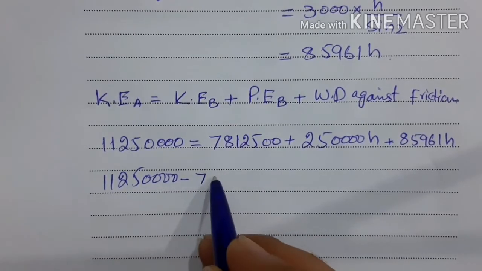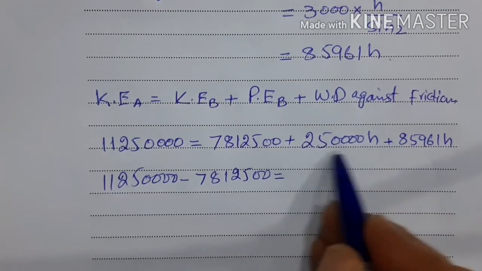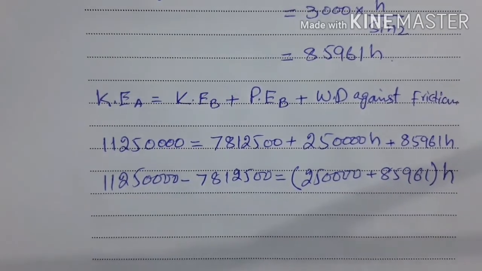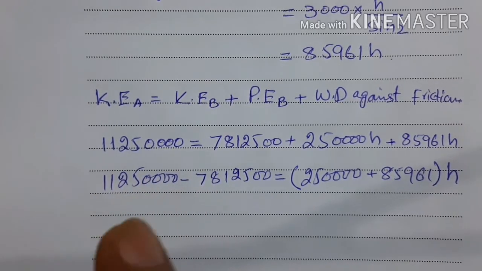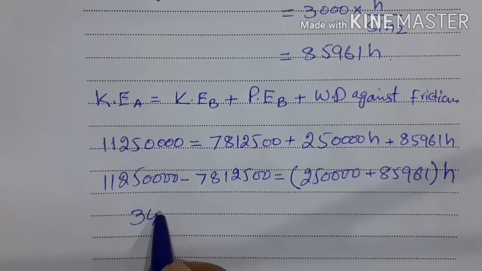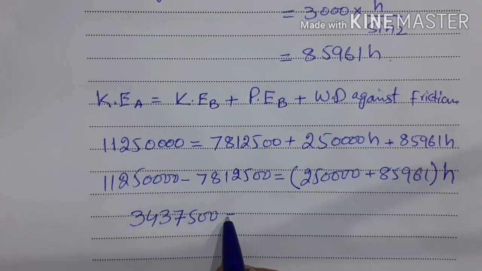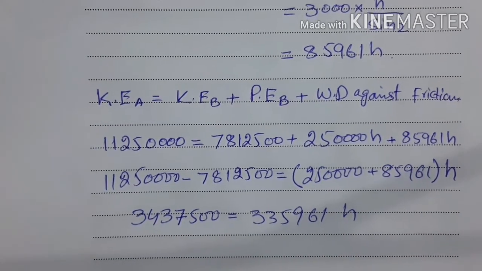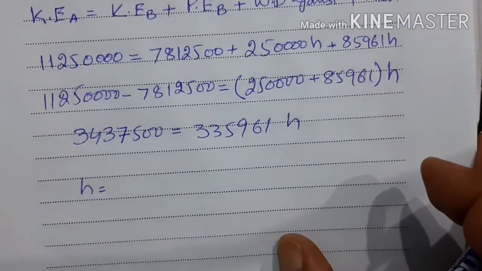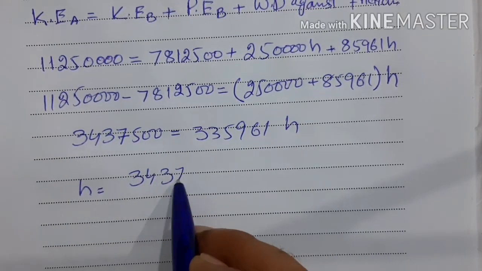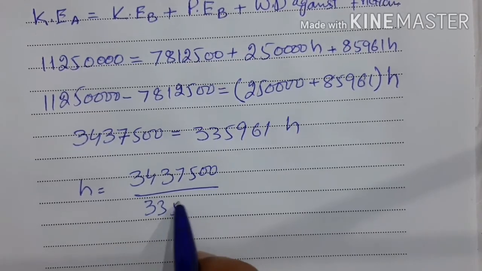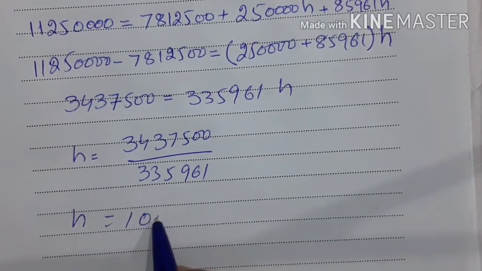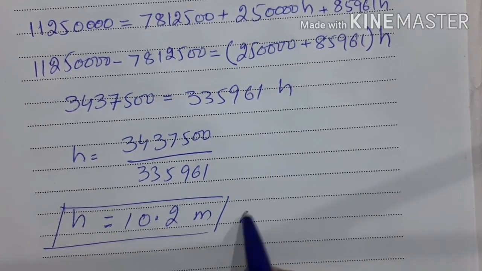11,250,000 minus 7,812,500 is equal to, taking h common, 250,000 plus 85961, into h. So by subtracting them, I'll get 3,437,500 is equal to 335,961 by adding them, h. So take this on the other side as well. So h is equal to 3,437,500 over 335,961. So by dividing them, h will be 10.2 meters. So this is our answer.